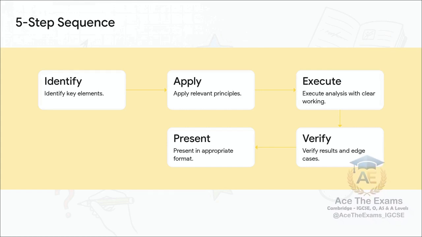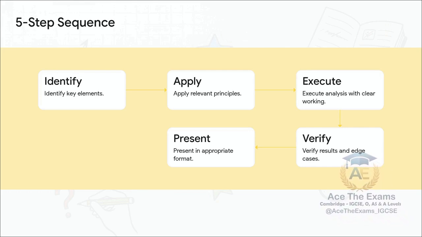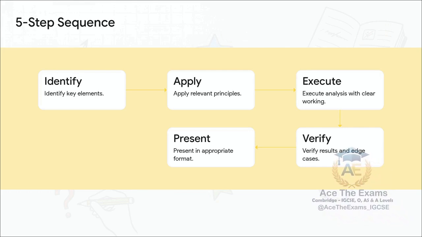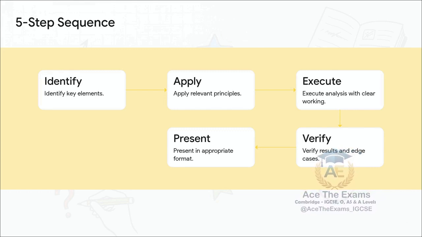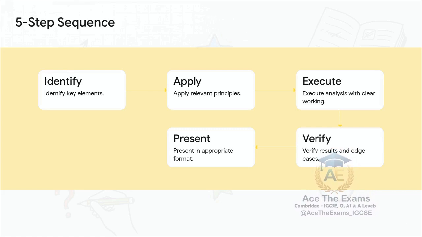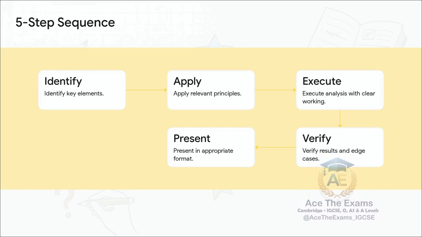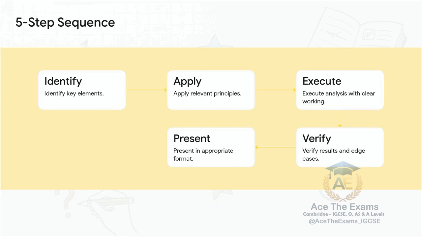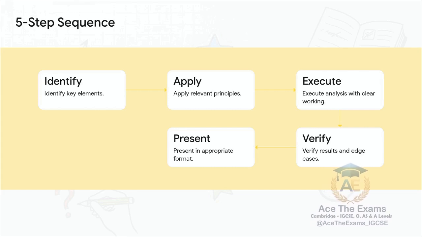Now, how do we execute this? By applying the 3 rules. Rule 1, command word decoding. You must know exactly what the question is asking you to do before you write a single word. Rule 2, Peel framework application. Every extended answer must have point, evidence, explanation, and link. And Rule 3, the time management matrix.